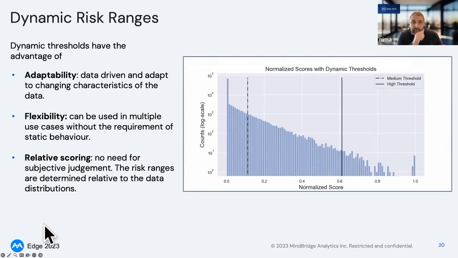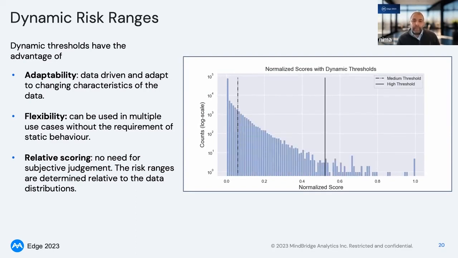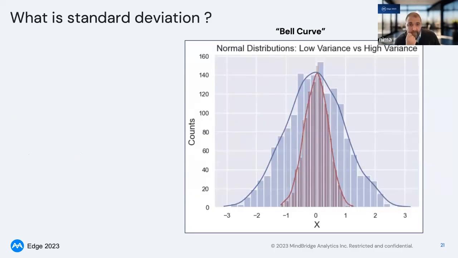The main advantage of dynamic thresholds is exactly that they adapt to the changing characteristics of the data. That in turn makes them flexible so that you can use them across multiple use cases. And there's no need for an external input or judgment into what should constitute significant risk, because it's all relative to the output distribution itself. And so if we go to the next section.